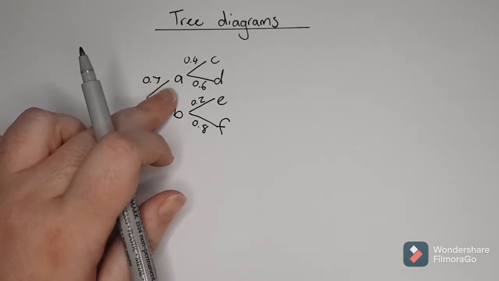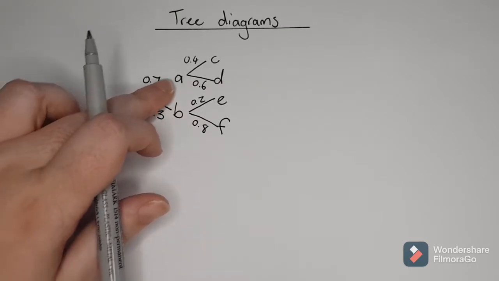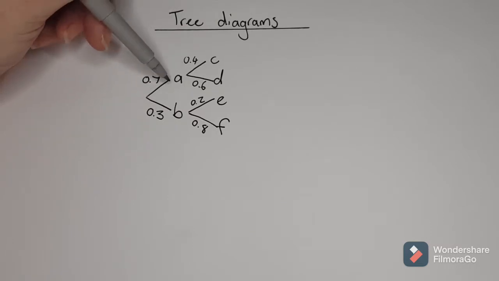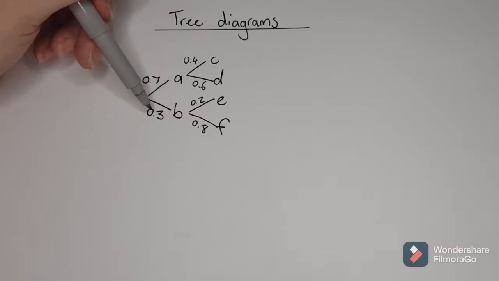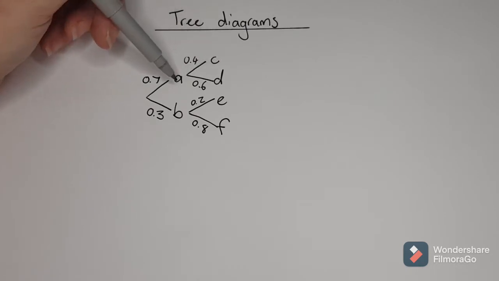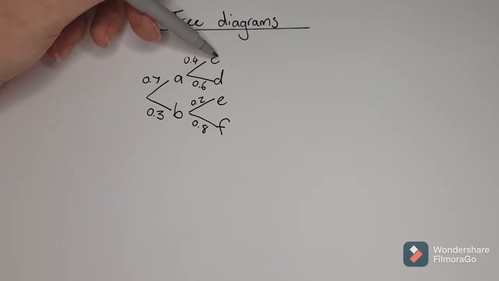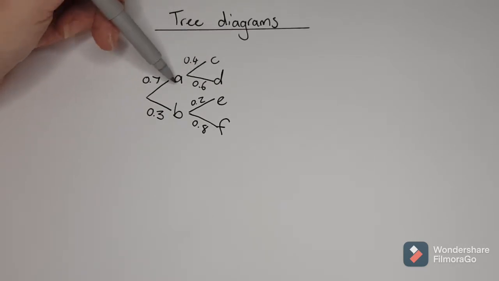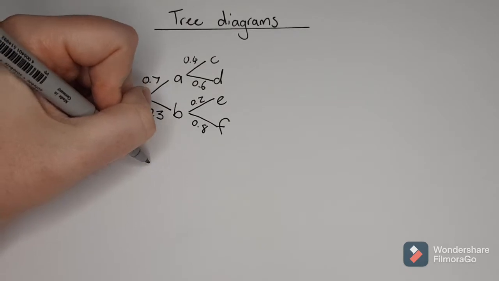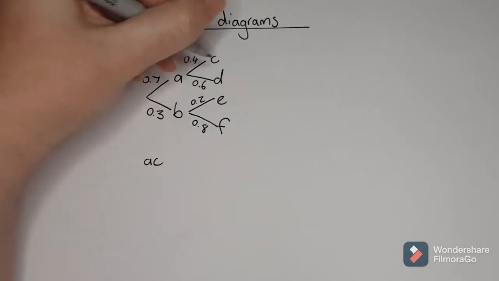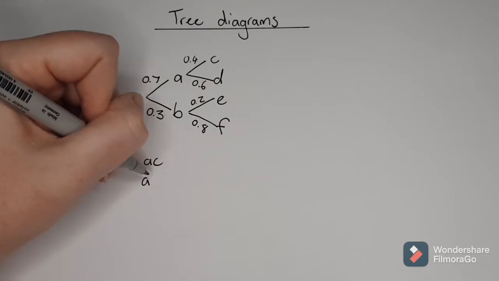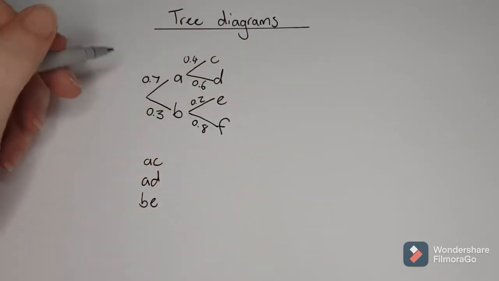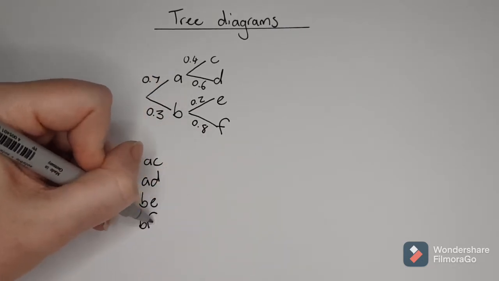So as I go along each branch, I multiply. Splitting the branches means I have this or this, so I add. As I go along, it means and, so I have this and that, so I multiply. So I have A multiplied with C, A multiplied with D, B multiplied with E, and B multiplied with F.